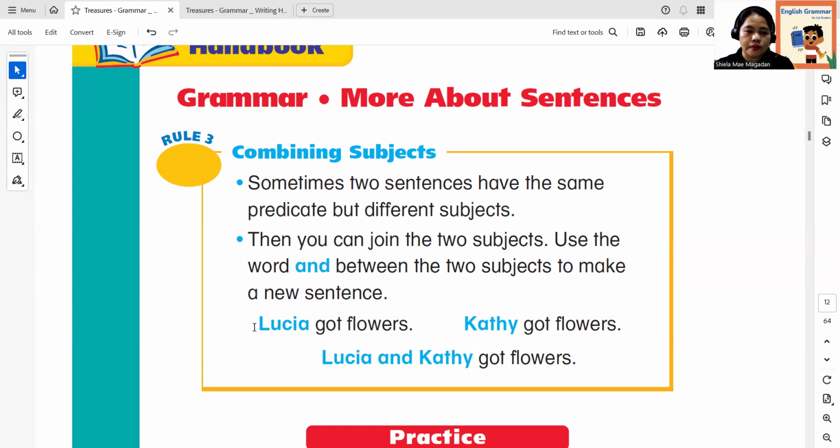Use the word and between the two subjects to make a new sentence. All right, so we will read the sentences here. Lucia got flowers. Kathy got flowers. So we have to combine the two subjects using the word and. So, Lucia and Kathy got flowers. You see that we have the same predicate but different subjects. In order for these two subjects to be combined, we have to put the word and in between. So that is combining subjects.